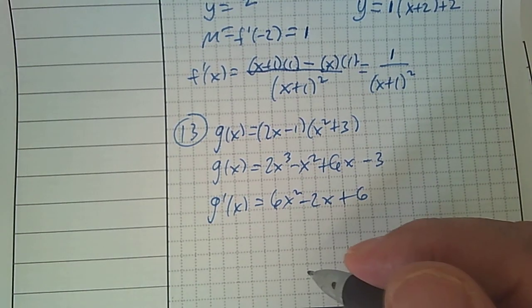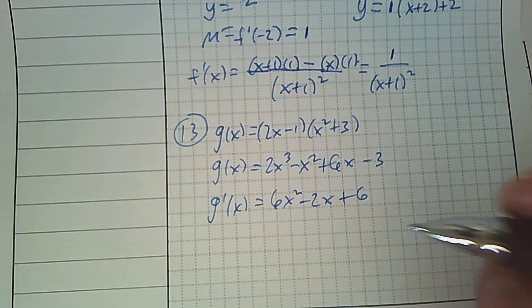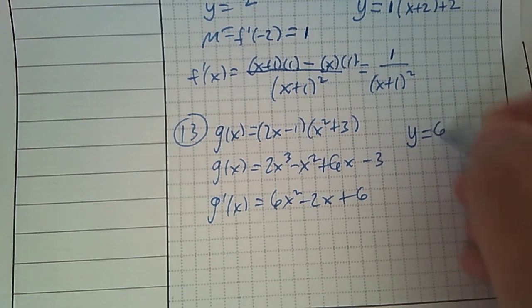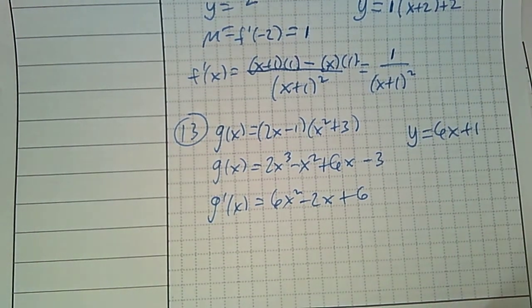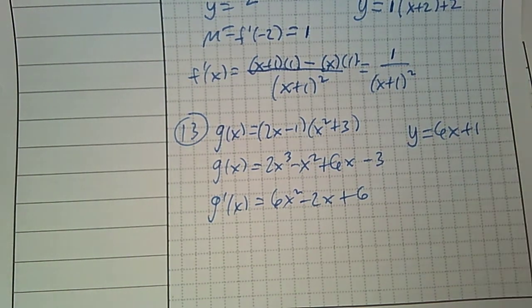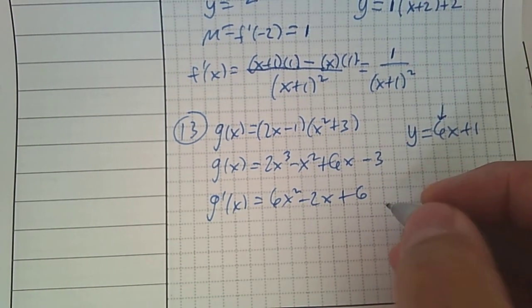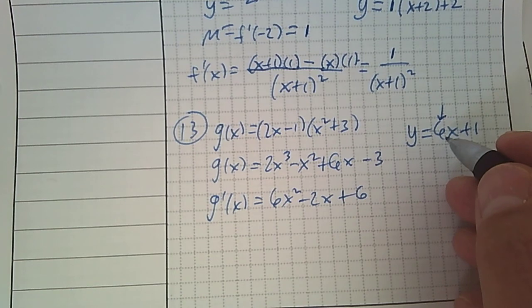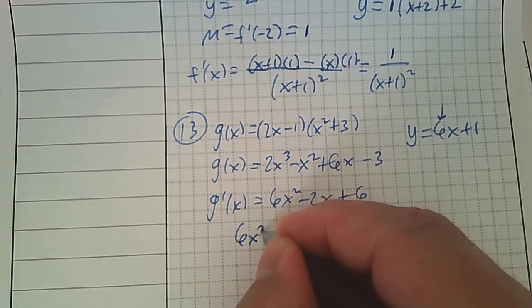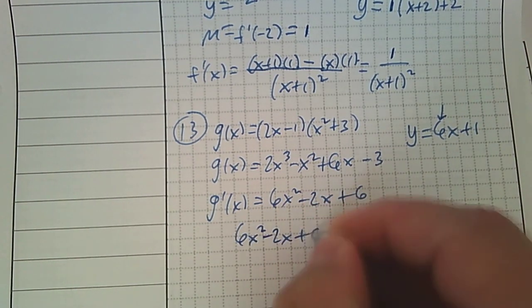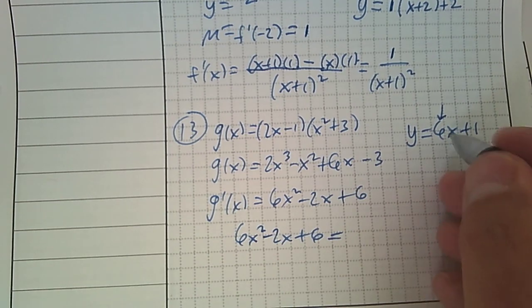Then it says parallel to that graph. So parallel means the same slope. So when I have y equals 6x plus 1, same slope means, hey, what's the slope of this line? So we're going to take the derivative and make it equal to 6 to find the x-coordinate. What is the slope? 6, and then we're going to solve it.